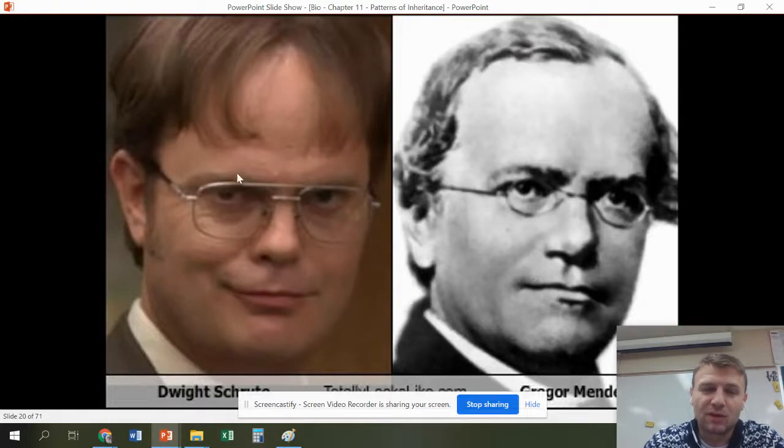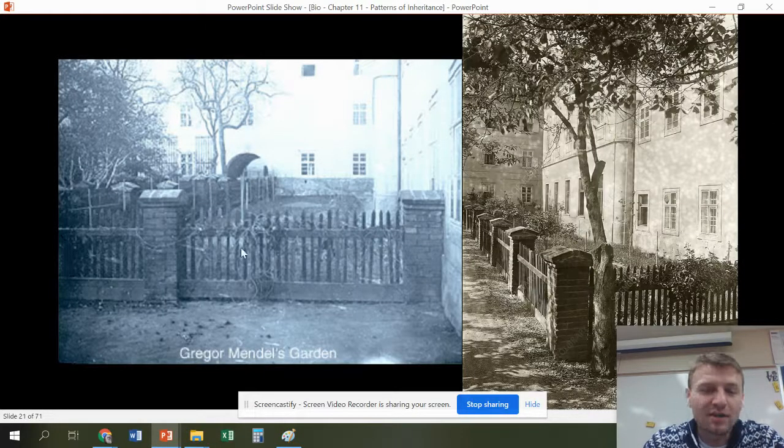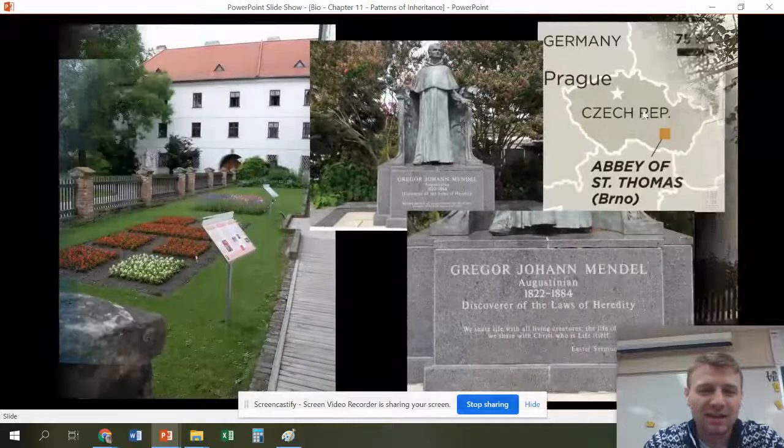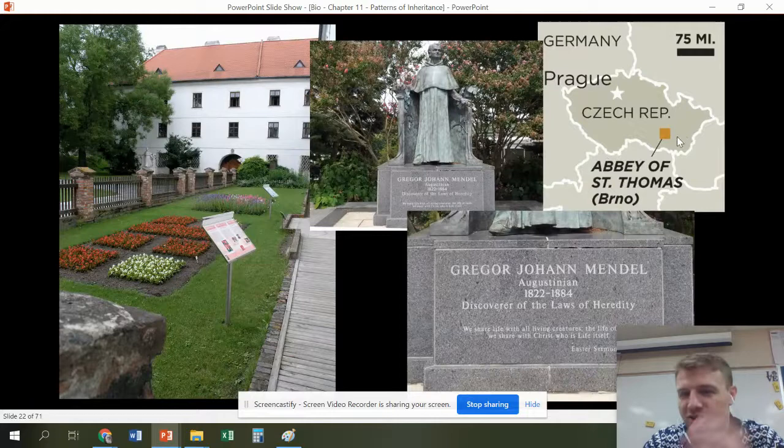I always think that Mendel looks like Dwight from The Office, but I don't know. Maybe it's just me. This is his garden, in, I forget the country now. I want to say it's Czechoslovakia, but I can't. Yeah, it is the Czech Republic. Okay, good. So this is where he did his research.